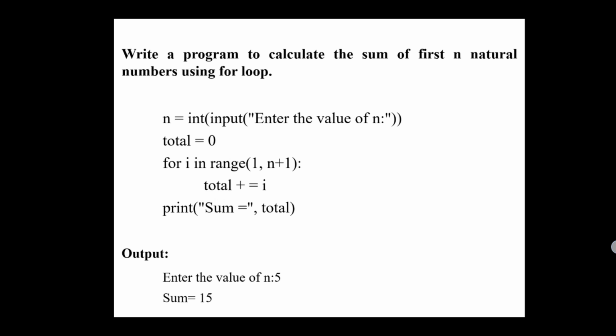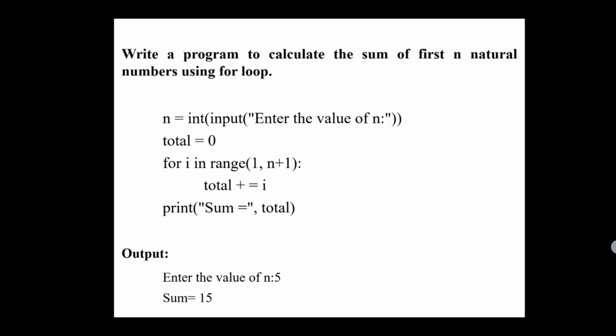Now the second statement, total = 0. At the beginning we have not added anything, so the sum is 0, that's why we write total = 0. Now third statement, for i in range(1, n+1):, this loop goes from 1 to n. Now fourth statement, total += i, that means total = total + i. It adds each number to total. After the loop ends, total contains the sum of 1 + 2 + 3 + ... + n.